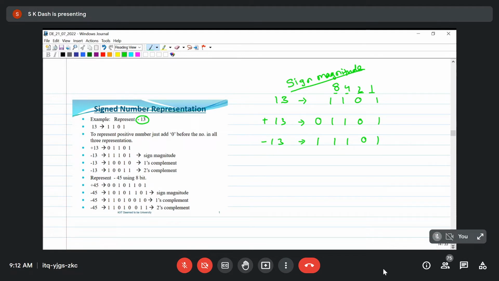So what is happening here? This most significant bit is your sign. If the most significant bit is 0, it represents a positive number. If the most significant bit is 1, it represents a negative number. Okay. So is this point clear about sign magnitude? How to represent the numbers, positive numbers and negative numbers?